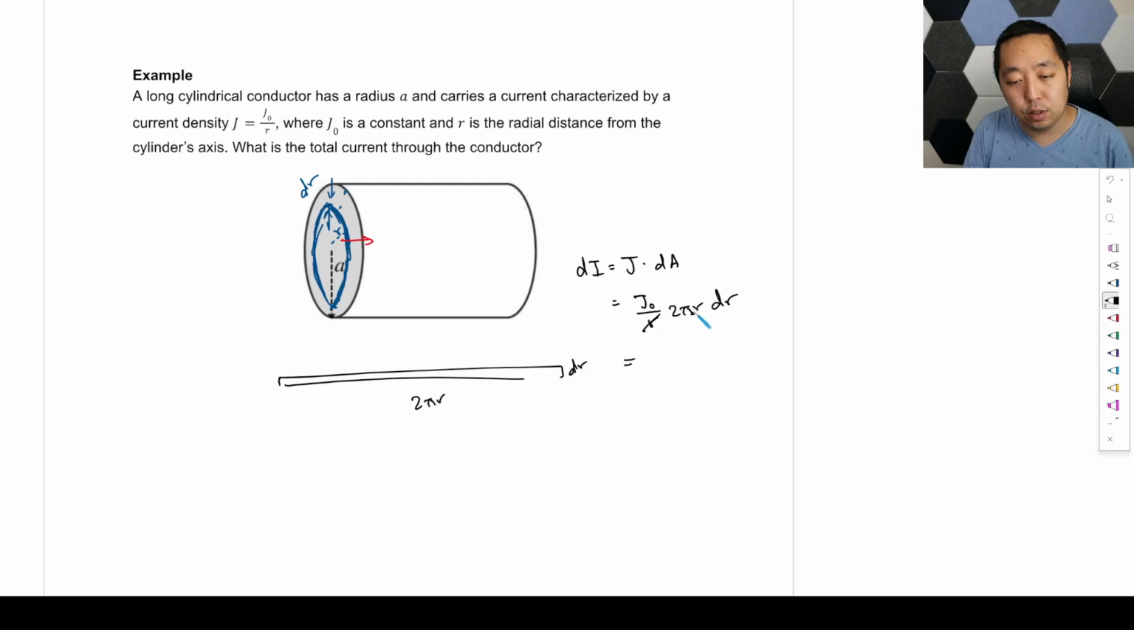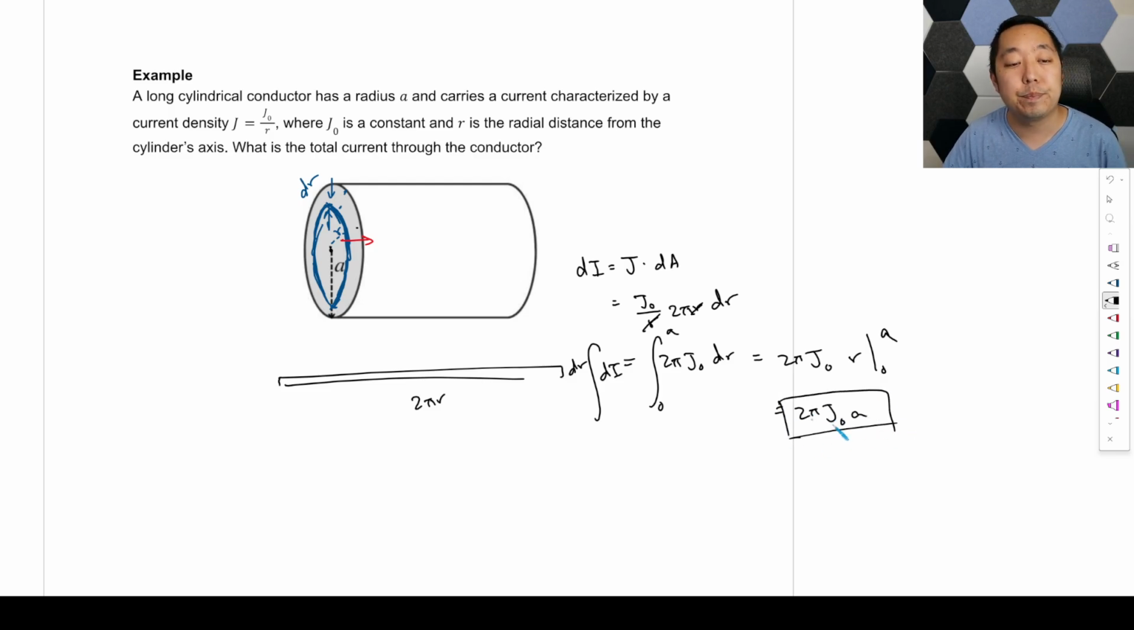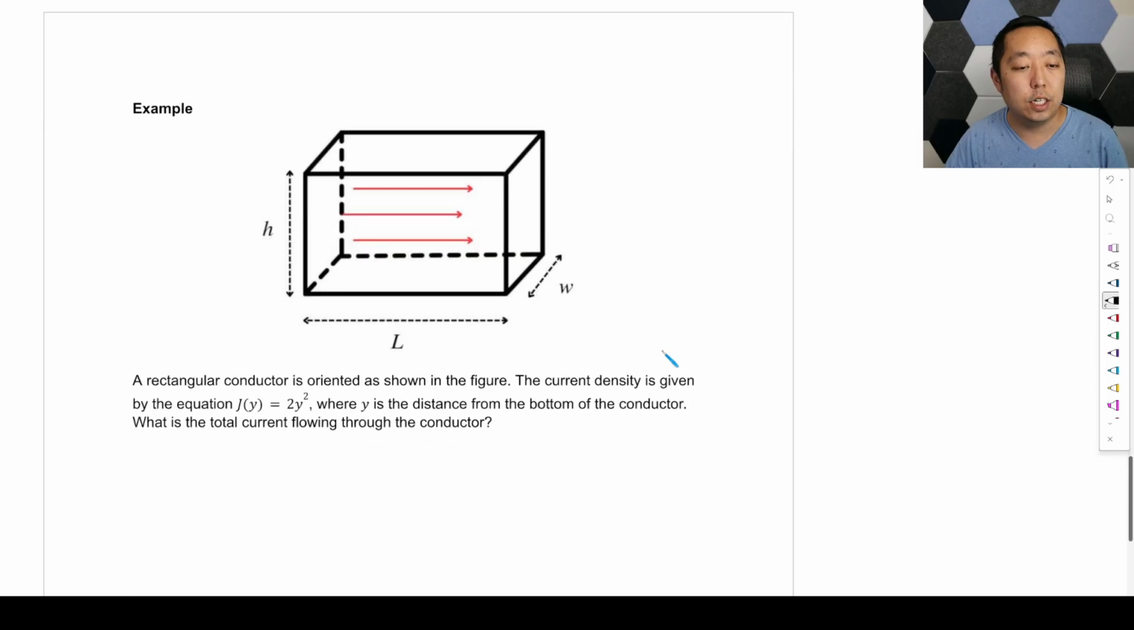So the r's cancel, and you get 2 pi J naught dr as the amount of current through there. Then you're going to add them all up. We want all the little rings from r equals 0 to r equals a. So this is just a constant, 2 pi J naught, times the integral of dr from 0 to a, so 2 pi J naught times a. Okay, just like that.